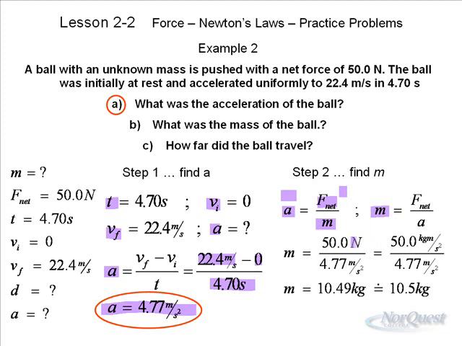Substitute, and I just changed newtons here to kilogram meters per second squared, which is the equivalent units in our basic form, and the meters per second squared on the top cancel the meters per second squared on the bottom, and we end up with kilograms. So 10.49 kilograms or 10.5 kilograms is the mass of this ball, so quite a large ball.